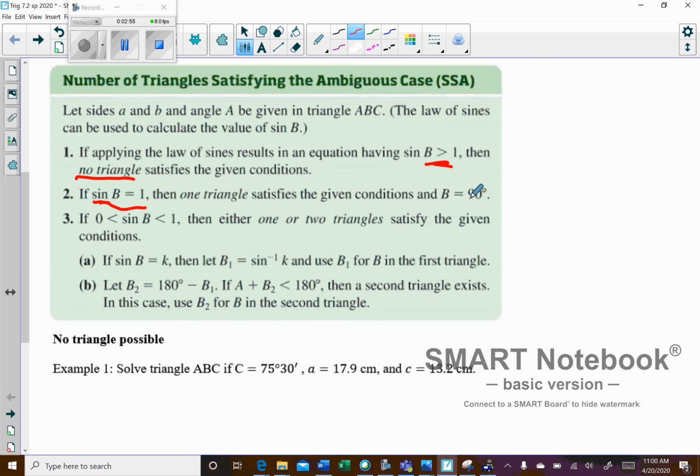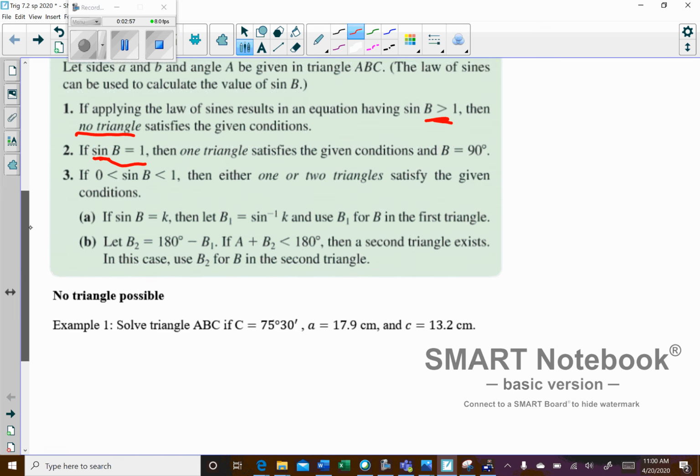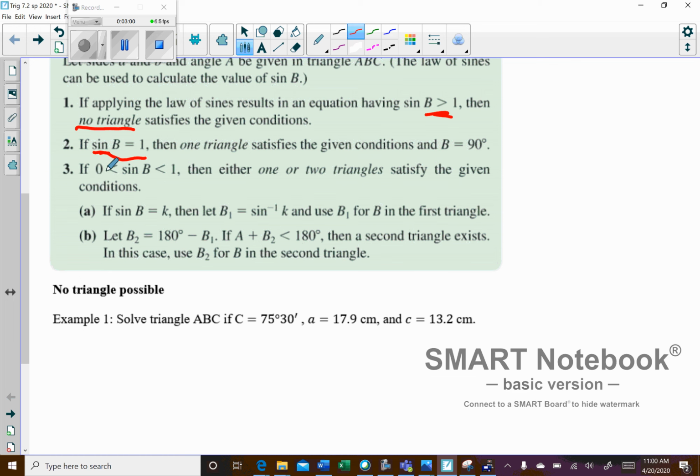Now, here's where we have a little bit of our ambiguity: if it's somewhere between 0 and 1, you could either have one triangle or two triangles. So you're definitely going to have at least one. Now, this is where it gets a little tricky. You have to look at this in terms of, we'll call them case 1 and case 2. So case 1: if sine of B equals k, then you'll take the inverse of both sides and solve for angle B. Then if you know angle B, you can find the other parts of the triangle.